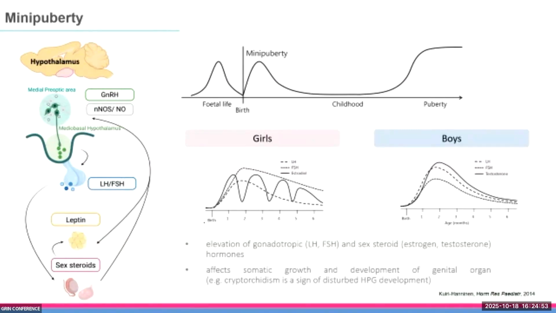And this period is going to stop around the 6th month of life in baby boys and baby girls, and the axis is going to stay silent throughout childhood, and then will be reactivated at the time of puberty, and from that point on will continue to be active for as long as we are fertile.